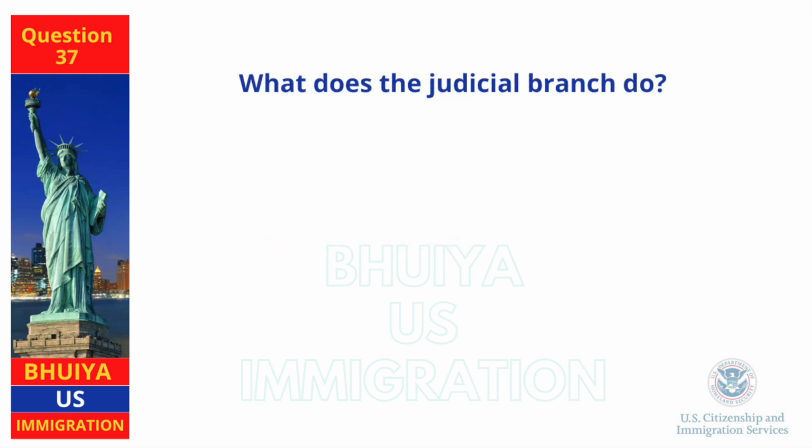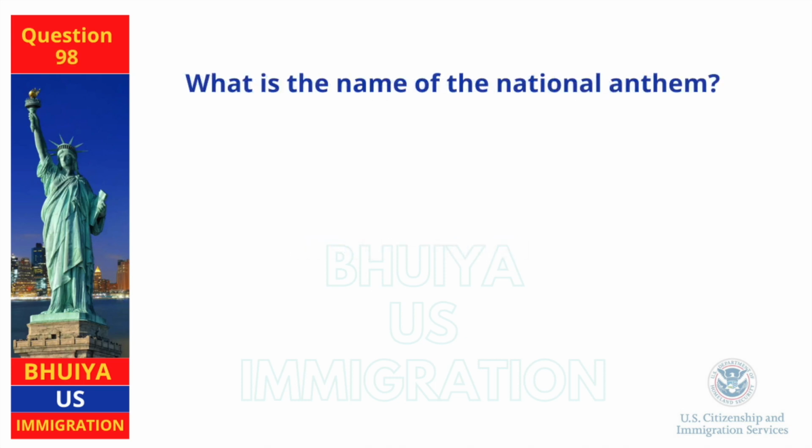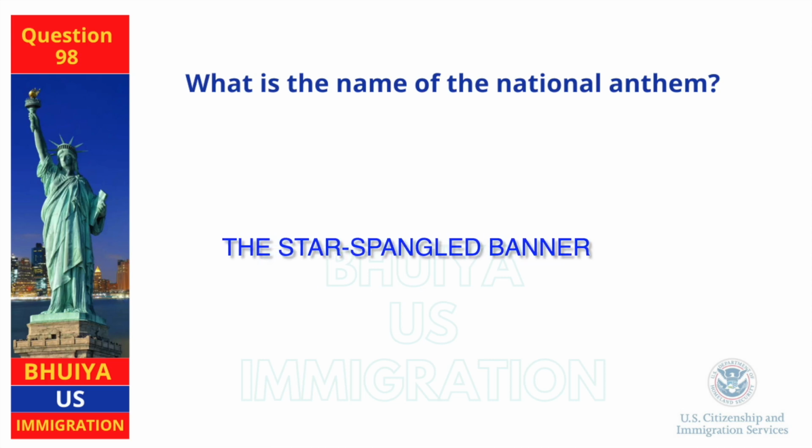What does the judicial branch do? Reviews laws. What is the supreme law of the land? The Constitution. What is the name of the national anthem? The Star-Spangled Banner.